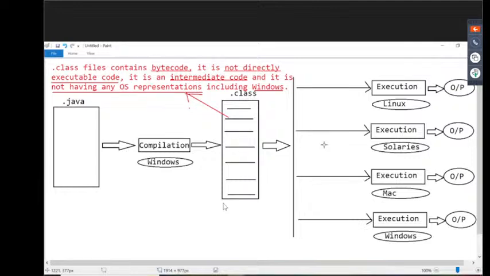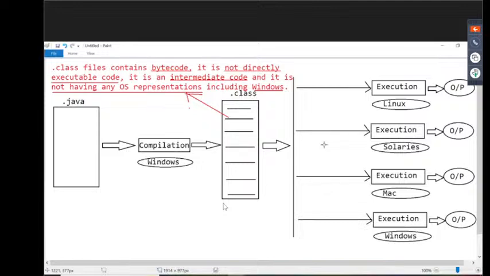Java understood the situation. There is a mismatch going on between the compiled .class file and the execution process. Execution requires the local operating system representations, but the compiled .class file contains an intermediate code, not source code, just a neutral bytecode. In this particular situation, if we convert the bytecode from neutral nature to local operating system representations, then we can solve the problem.